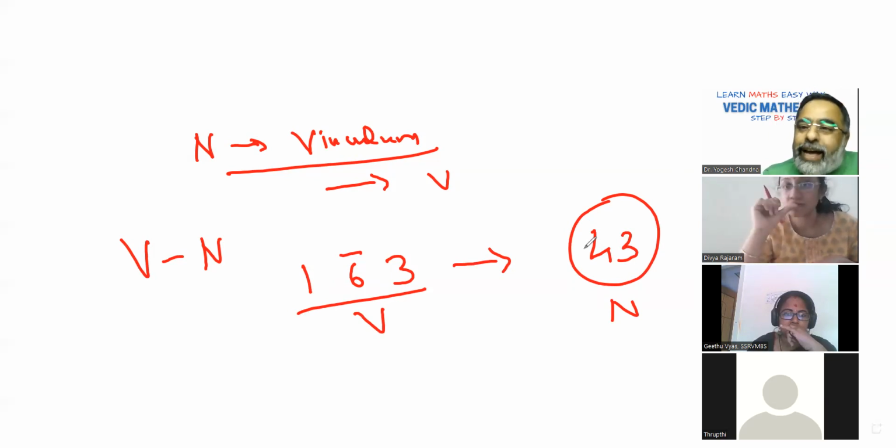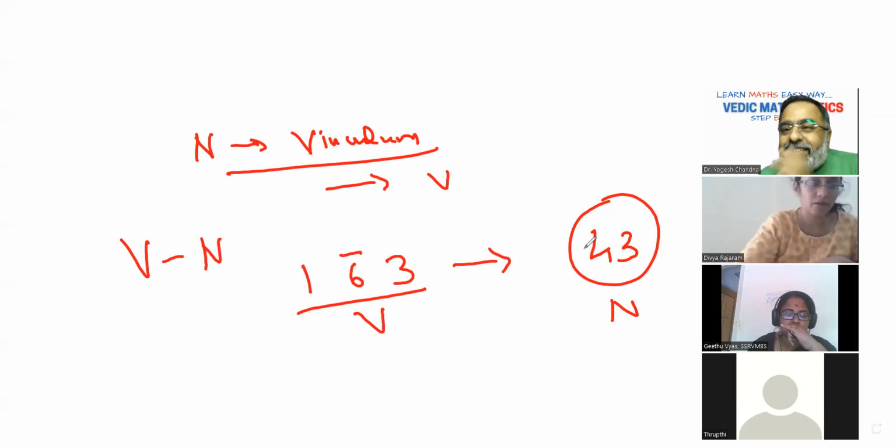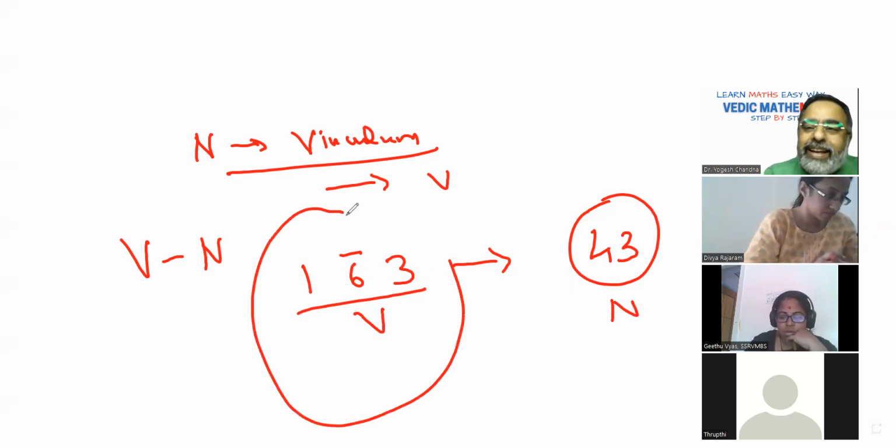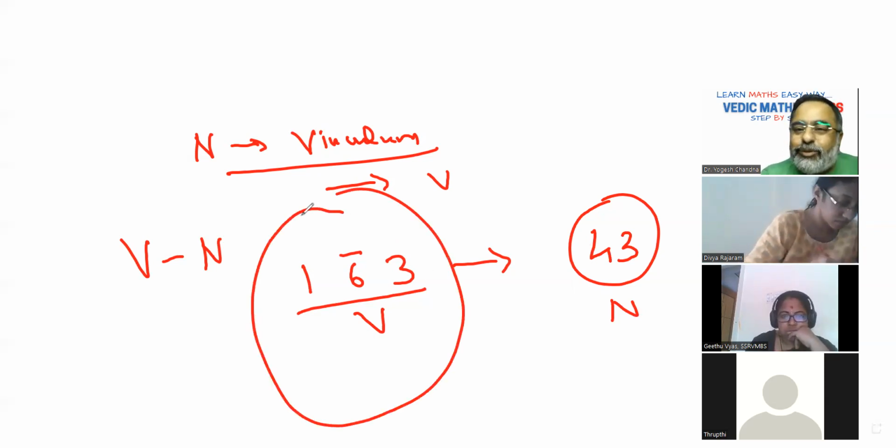See, natural numbers are your pure numbers. Normal numbers are your actual numbers. This is the imaginary concept. So whenever you are converting normal to vinculum, you'll never find 6 bar, 5 bar, 4, 8 bar, 9 bar. But to imagine, I can have. Okay, one more question.